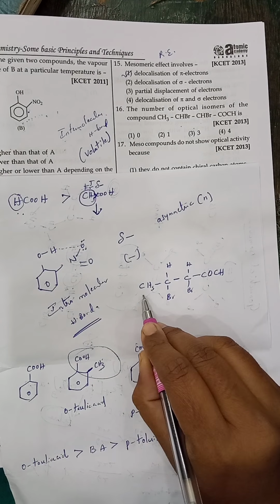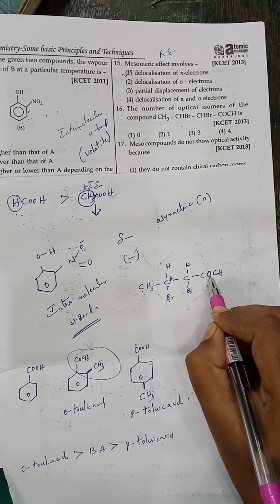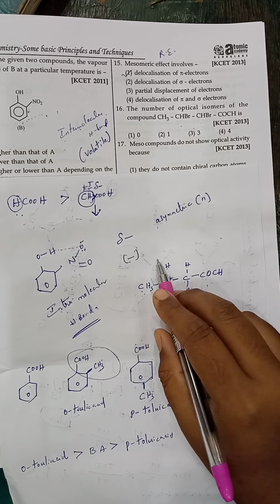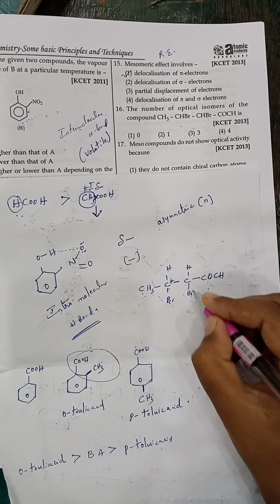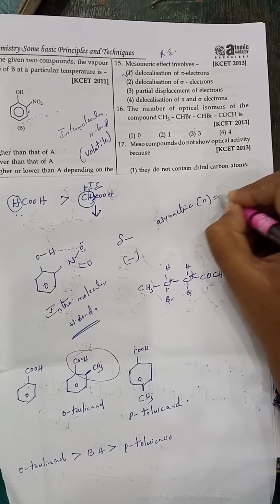Now see the next one. It is attached to one bromine, one methyl, one hydrogen and one this group. All four are different from each other, so it is an asymmetric carbon. Now see this one. It is attached to one bromine, one COCH group, one H and one this group. All four groups are different, so it is an asymmetric carbon. This one is not asymmetric because there are no four different groups on these two. That means the total number of asymmetric carbons is just 2.